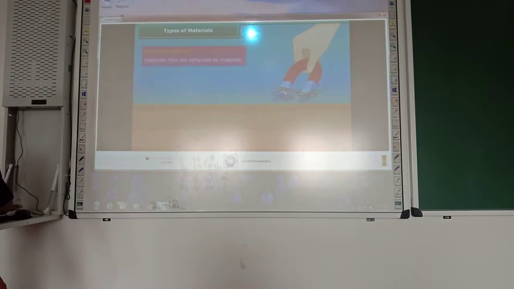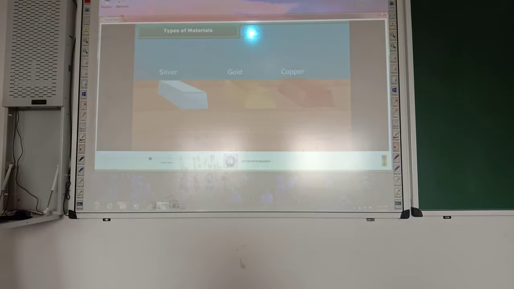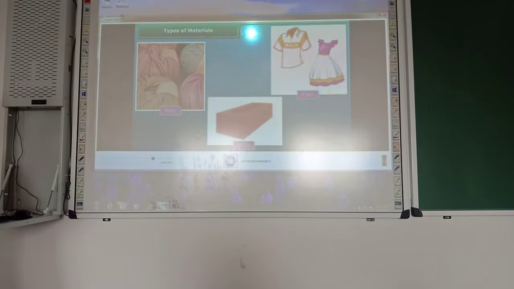Materials that are attracted by magnets are called magnetic materials. For example, screws, nuts, bolts are magnetic materials. Materials that are not attracted by magnets are called non-magnetic materials. For example, wool, cloth, bricks are non-magnetic materials.